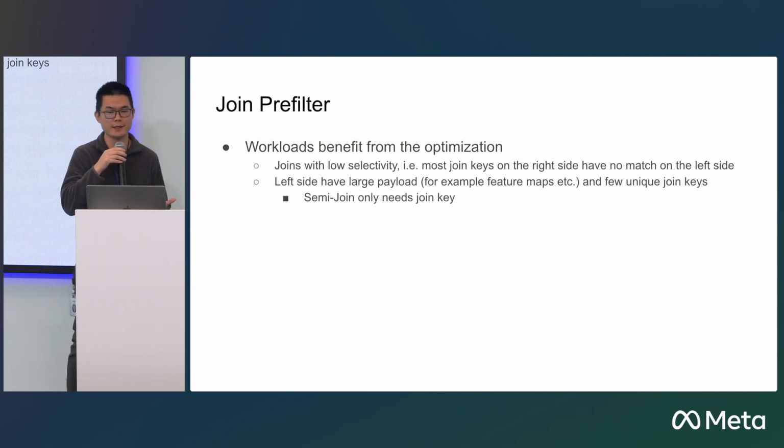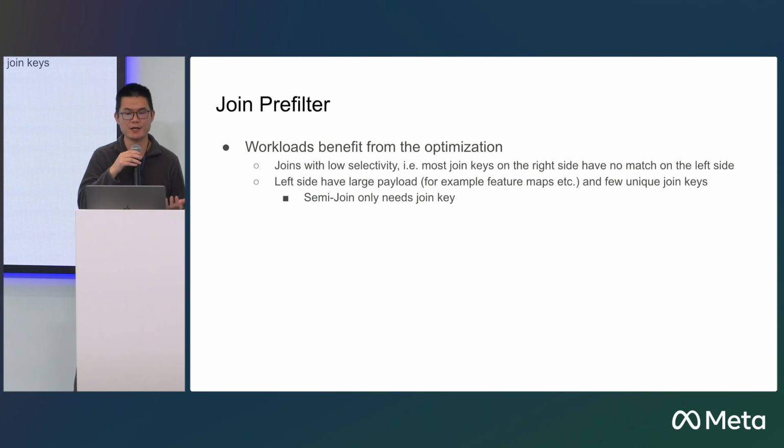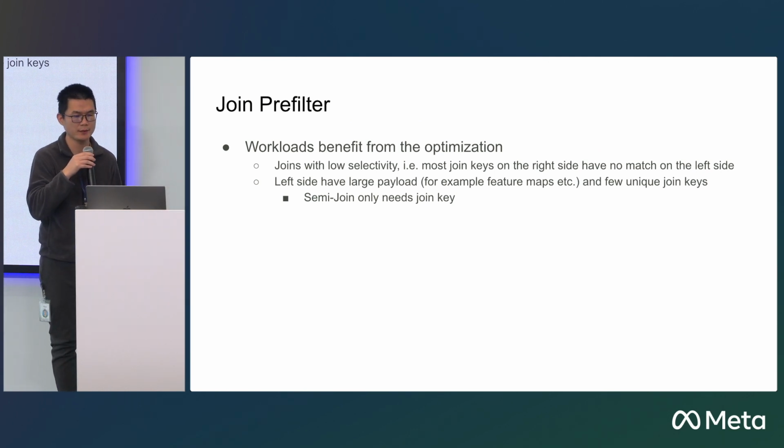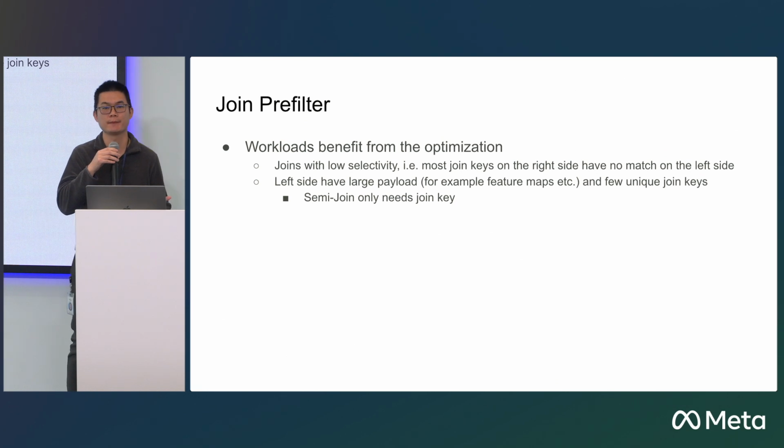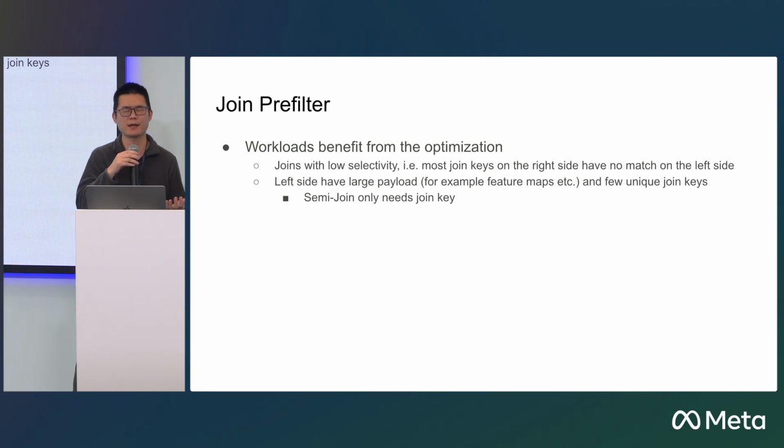The second one is that the left side has large payload, for example feature maps, which are quite common in machine learning workload. And it also has only a few unique join keys, so that the semi-join will be very cheap, because this is the additional cost introduced by this optimization.